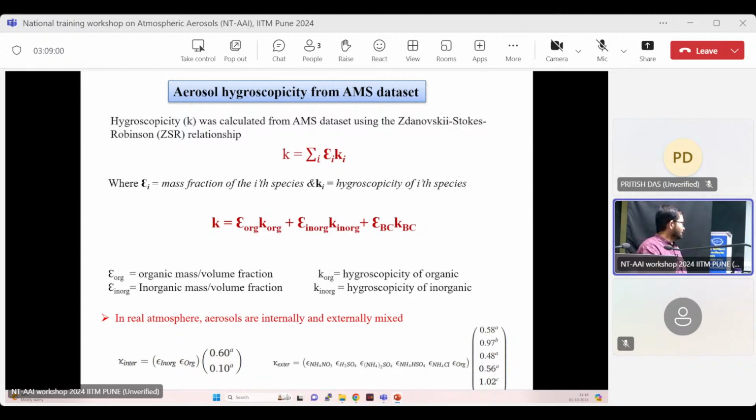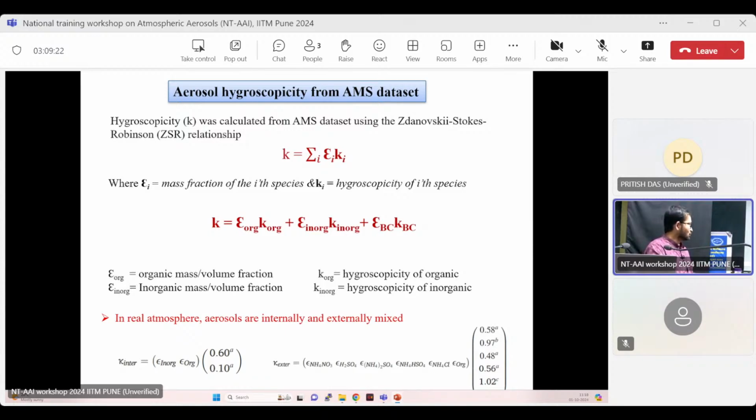Internally mixed aerosols can come when your observation site has more influence of long range transport. There will be a lot of photochemical transformations, aging, in cloud, out cloud scenarios. That will lead to your aerosols being internally mixed.